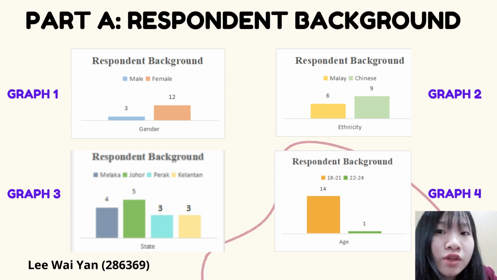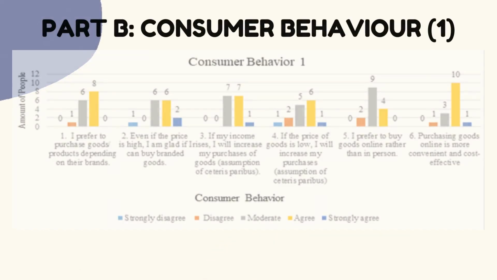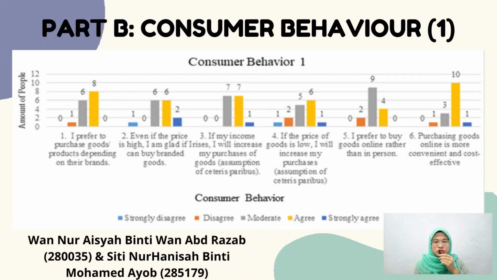There are 14 respondents between 18 to 21 years old, and 1 respondent between 22 to 24 years old. The percentage of 18 to 21 years old is 93.33%, while the percentage of the 22 to 24 years old respondent is 6.67%.